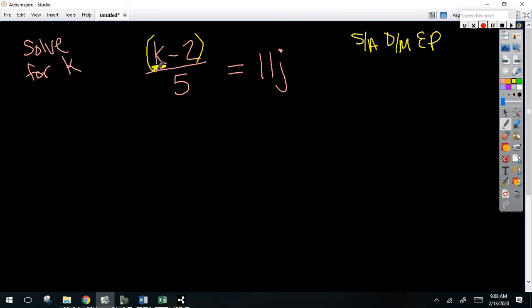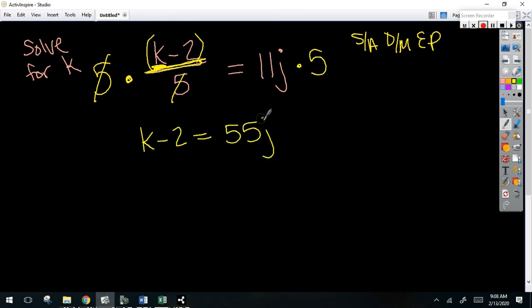Well, in this case, since we're not simplifying yet, since we're solving, we're going to do the opposite. Since all of this is divided, we're going to multiply both sides by 5. Now, can you multiply 11j and 5? Yes. You can't add them unless they're like terms, but you're welcome to multiply them. Multiplying doesn't have the same rules, right? I have k minus 2 equals, what does that become? 55j.